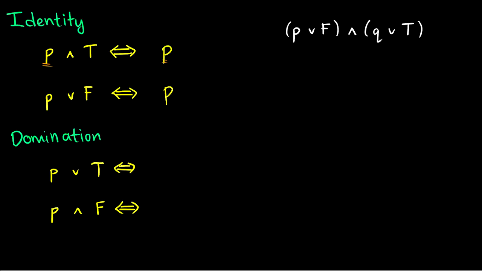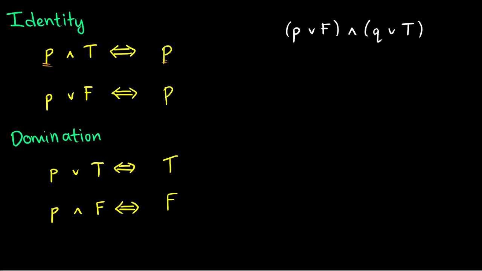Domination laws are a little bit different. In domination laws, whatever P is doesn't matter. Because if we have P or T, well, T is always true. Therefore, this will output true. P and F, well, F is always false. Therefore, this will output false. Now we can see how truth and falsity are dominating over our formula.